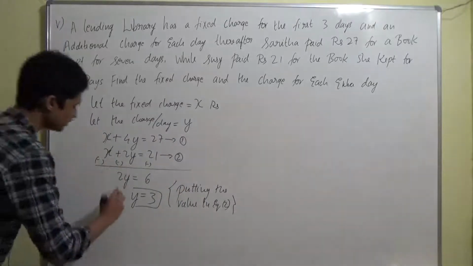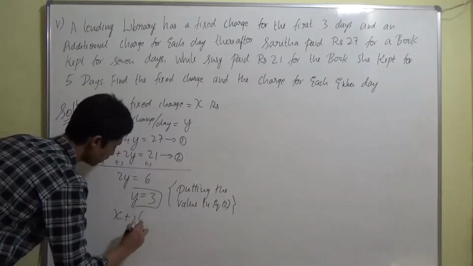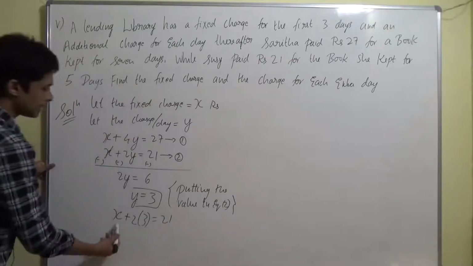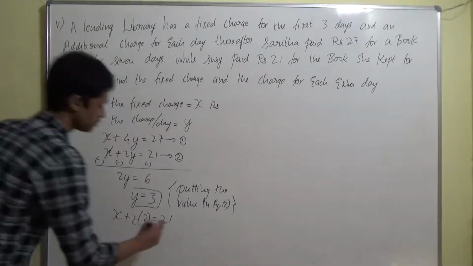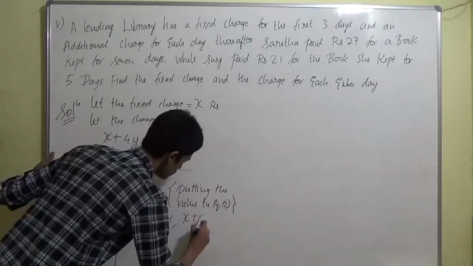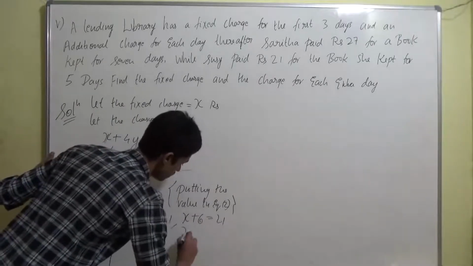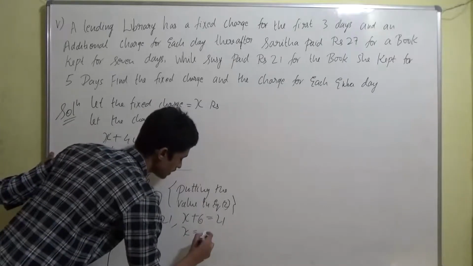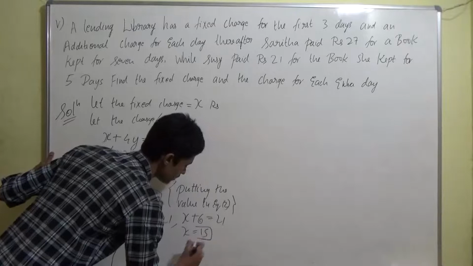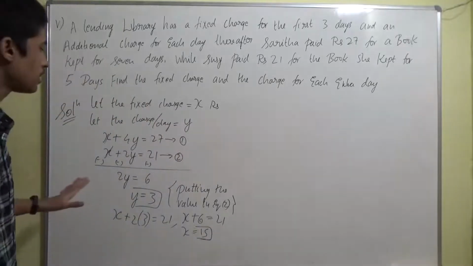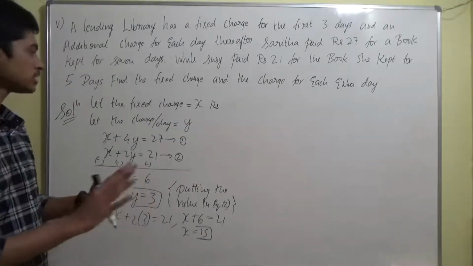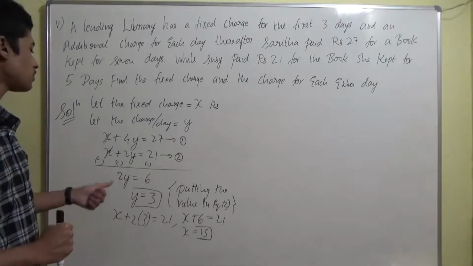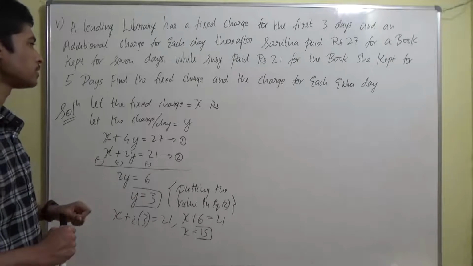What will happen? It will become x plus 2 into y, that is 3, equal to 21. x plus 6 equal to 21, which means x equal to 21 minus 6. When 6 goes to the other side, it becomes 21 minus 6, which is equal to 15. So the value of x is 15 and the value of y is 3. So the fixed charge for 3 days is 15 rupees, and after that charge per day is 3 rupees.